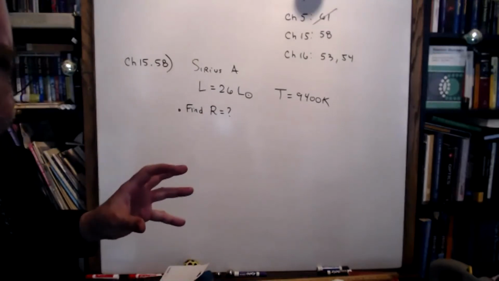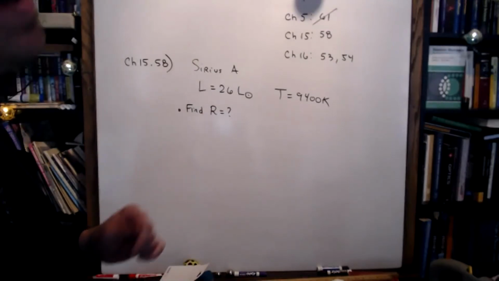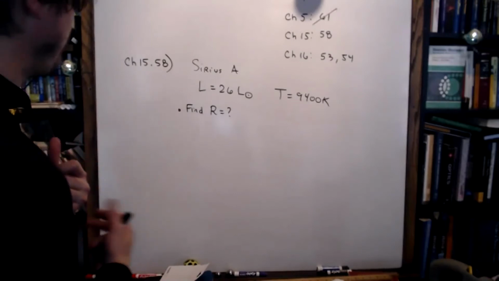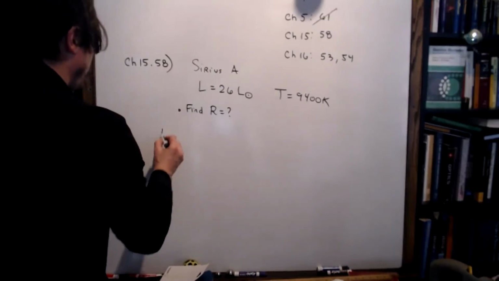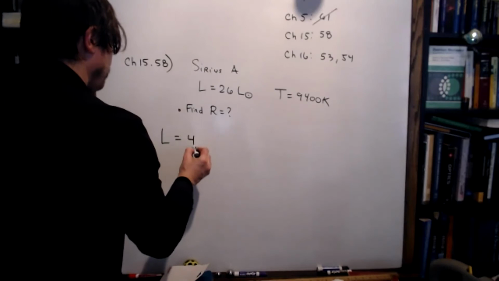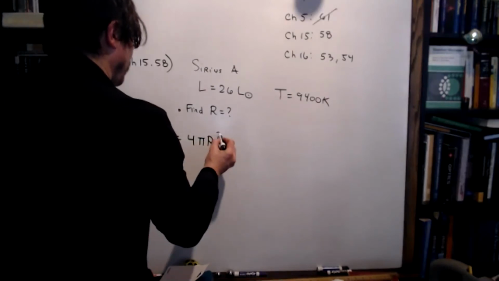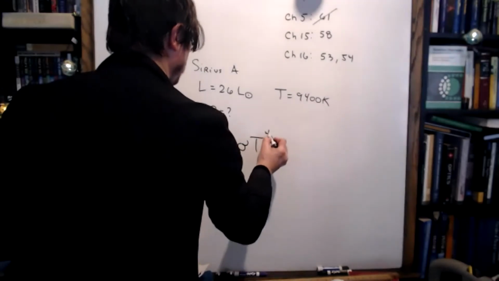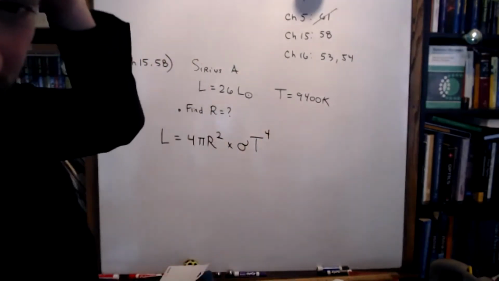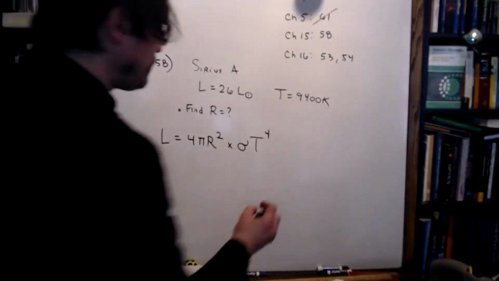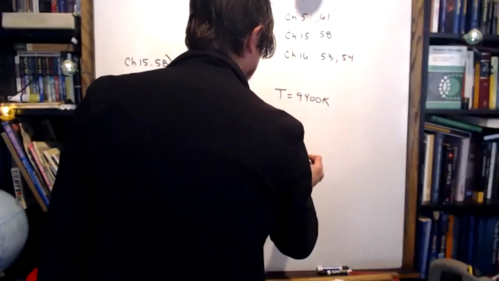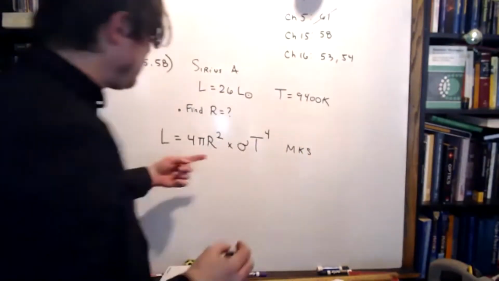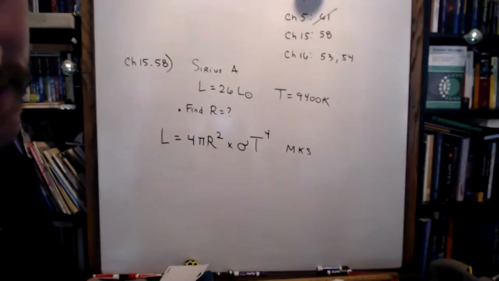So the actual formula is L is 4 pi R squared times sigma T to the fourth. But that gives me an idea, Christopher. It's the one below that. This is in MKS units, right?